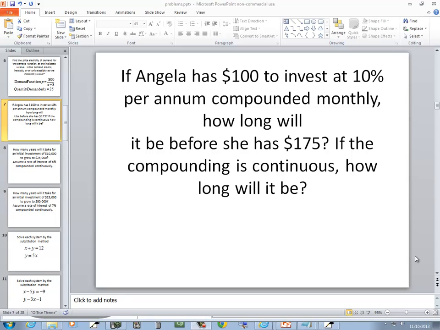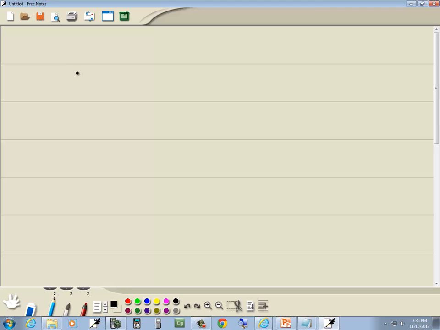Let's take a look at this problem. If Angela has $100 to invest at 10% per annum, compounded monthly, how long will it be before she reaches $175? Compounded monthly, so n is equal to 12. The formula we want is A = P(1 + r/n)^(nt).